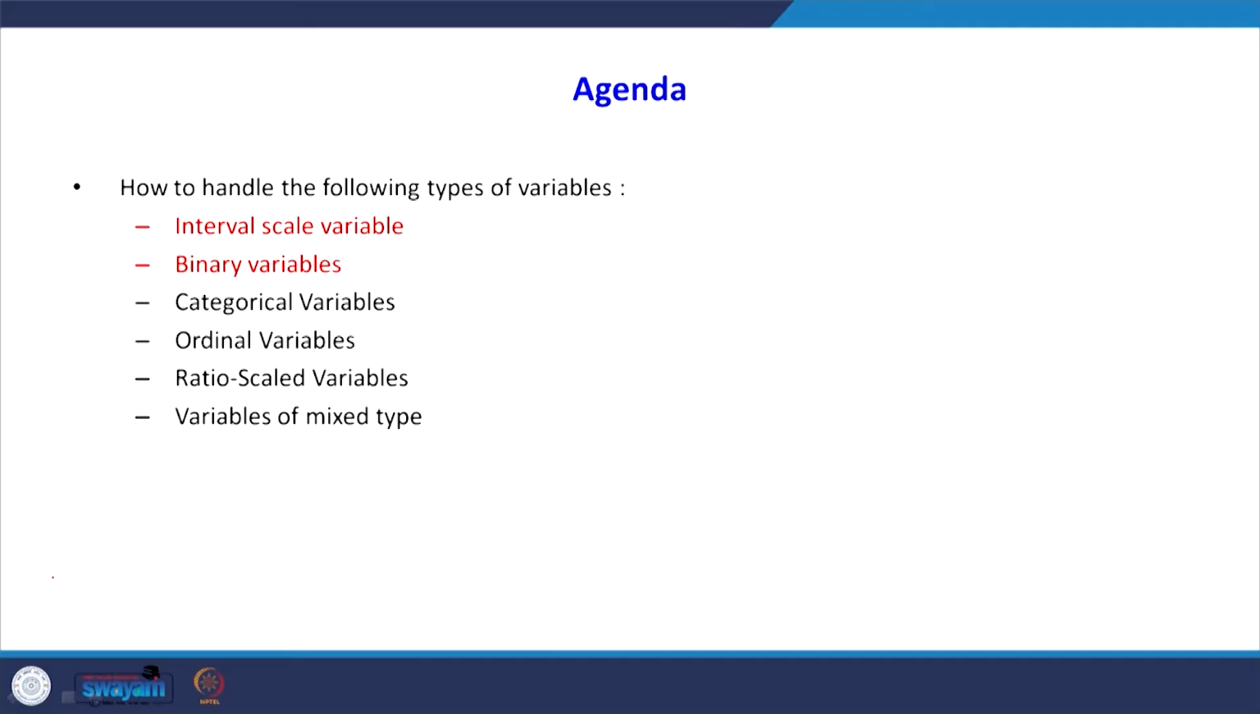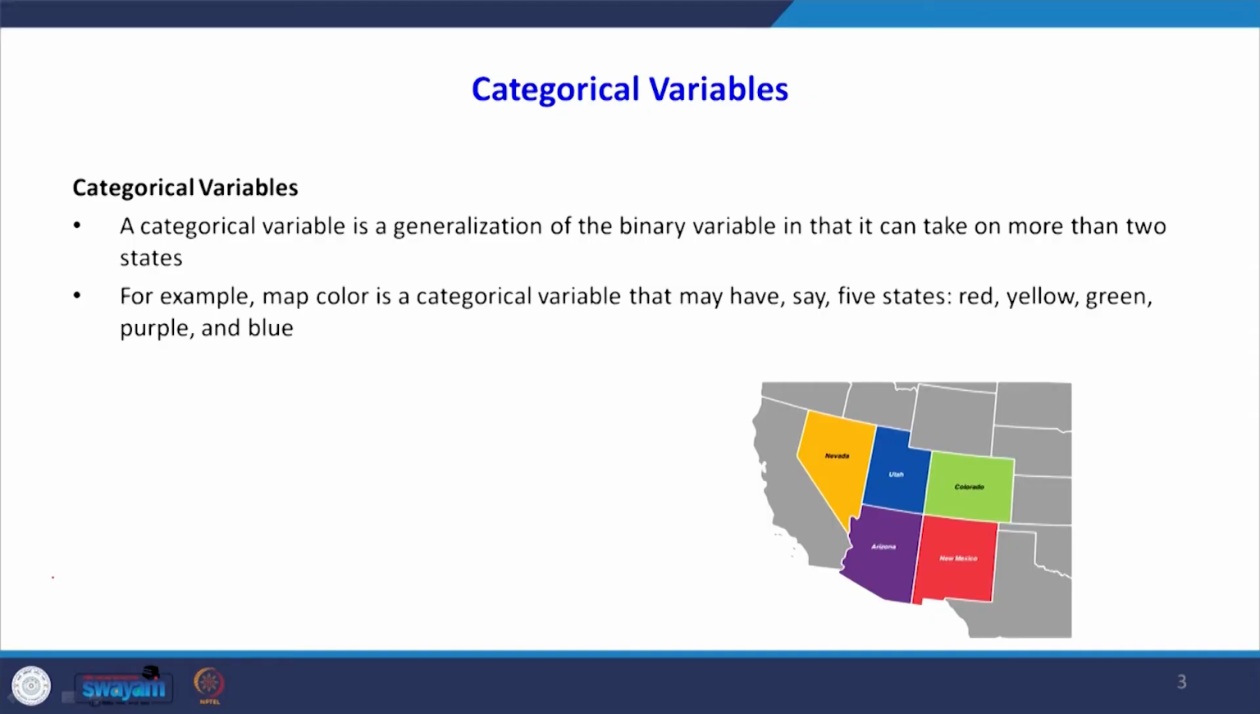The agenda for this lecture is how to handle the following data types. One is interval scale variable and binary variable that I have covered in my previous lectures. In this lecture, if the variable nature is categorical, ordinal, ratio and a combination of the above data sets, that is mixed type, let us see how to use these kinds of variables for our clustering analysis. First, we will take an example, categorical variable.